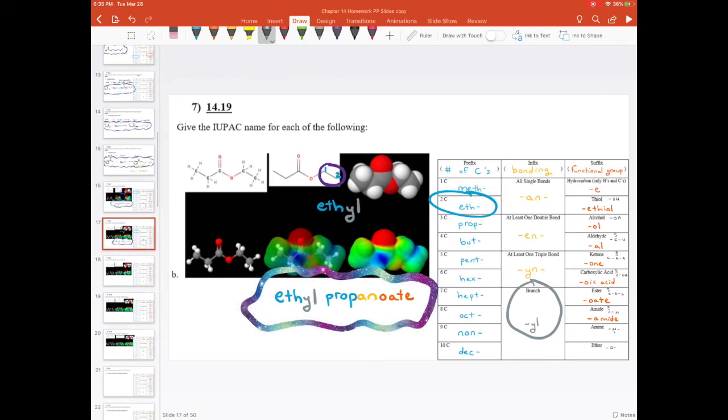Esters, by the way, are responsible for a lot of the smells that we have, especially for fruits, things like the smell of oranges or pineapples or bananas. Even the smell of roses comes from esters, like we're naming here.